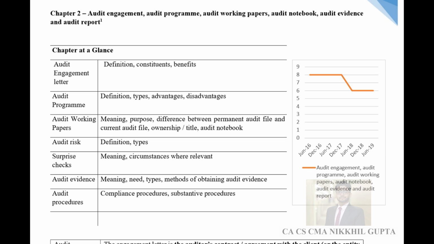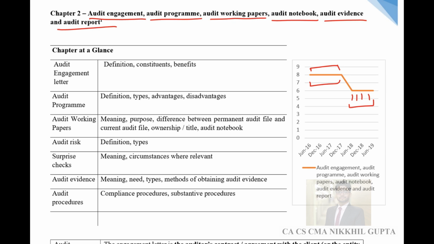And in this part we are going to start the second chapter of our syllabus, and the second chapter, as you can see, has consistently held 5 to 6 marks in the last 3 examinations. Before that, this chapter has been coming for even more than 5 to 6 marks. It has been coming for 8 marks. And yes, it is an important chapter because it deals with audit engagement, audit program, audit working papers, audit notebook, audit evidence, and audit report.